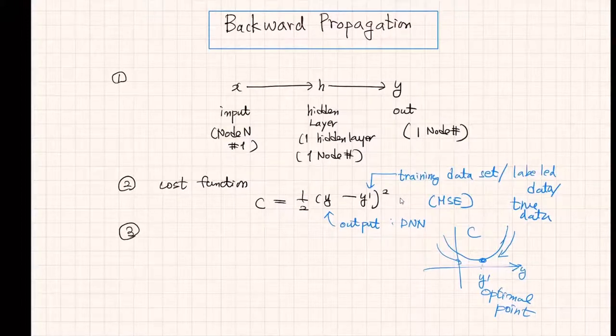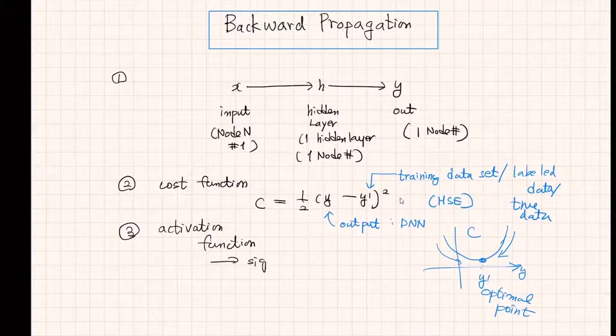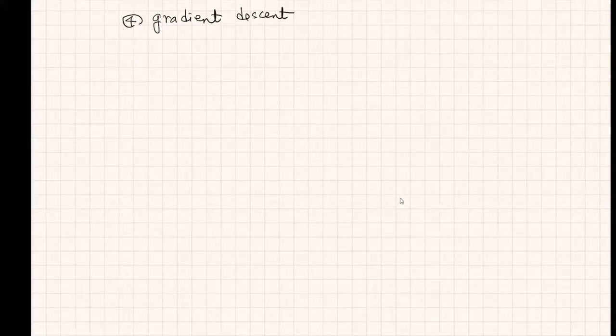Third condition I'm going to use in the equations at this moment is the activation function. This is the environment to derive the equations for backward propagation. This is a very important part of the backward propagation. Now I would like to start the mathematical and analytical description of gradient descent.